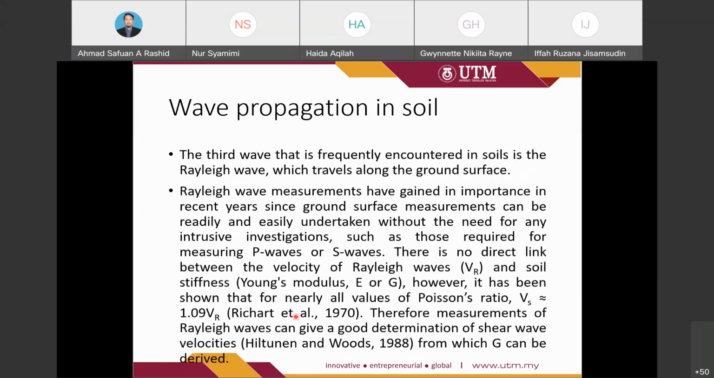The third wave that is frequently encountered in soil is the Rayleigh wave, which travels along the ground surface. Rayleigh wave measurements have gained in importance in recent years since the ground surface measurement can be readily and easily undertaken without the need for any intrusive investigation. So as mentioned by the author, we can easily get the value for the wave on the surface of the soil.